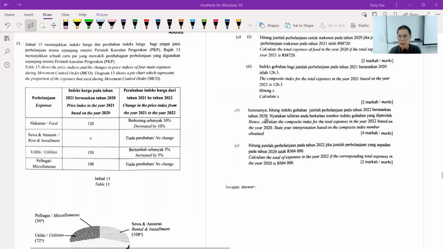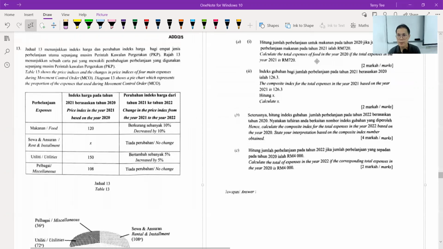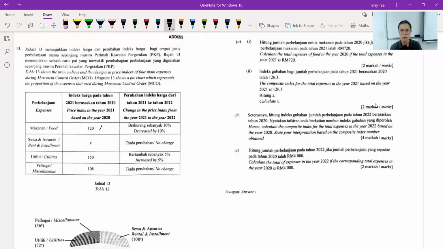Okay, question number 13. This is from the chapter index numbers, chapter 10. So here we have a table that shows price indices and the changes of price indices for 4 main expenses during MCO. So the first part, let's just focus on part A here. We are finding the total expenses for food in the year 2020 if the total expenses in year 2021 is RM 720. So if you look at food, right, the index is 120, right? So let me write over here.